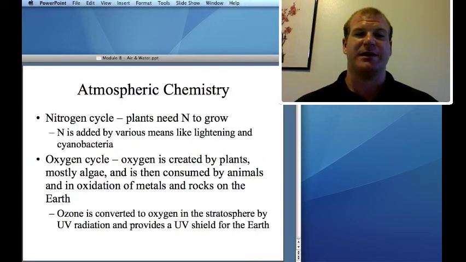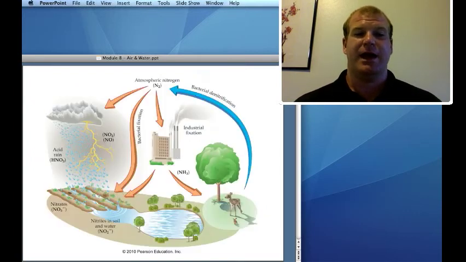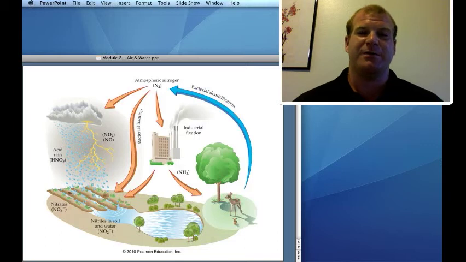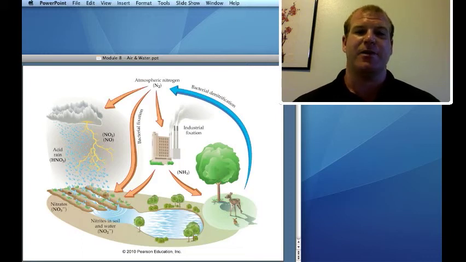Let's talk about atmospheric chemistry. We're going to talk about the nitrogen cycle and the oxygen cycle in particular. In the nitrogen cycle, there's a lot of nitrogen in the atmosphere, which we talked about previously. Where did it come from? It came from volcanic activity. And nitrogen is fairly inert, so it accumulates over time. And then nitrogen can be fixated or reacted with.